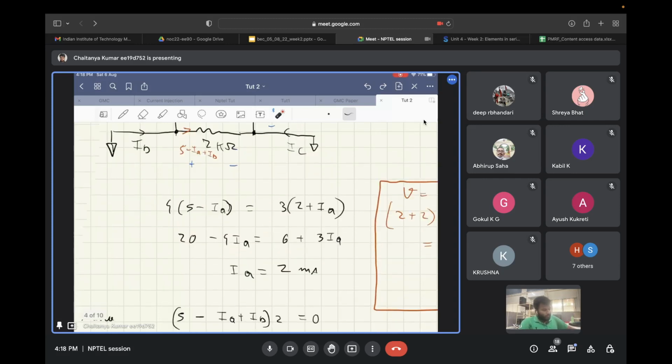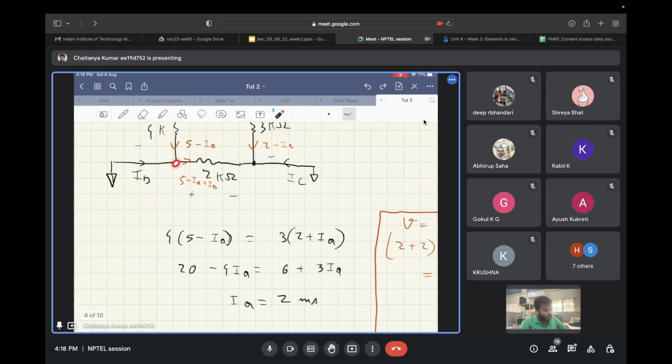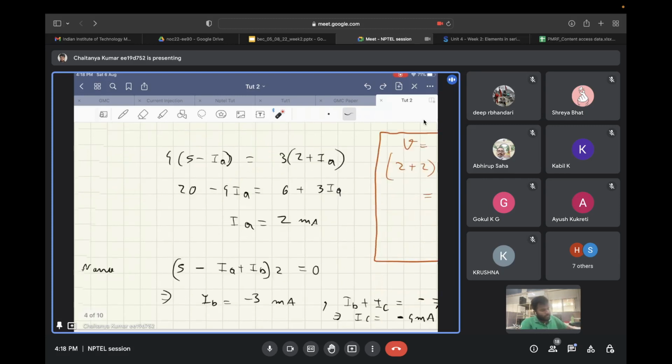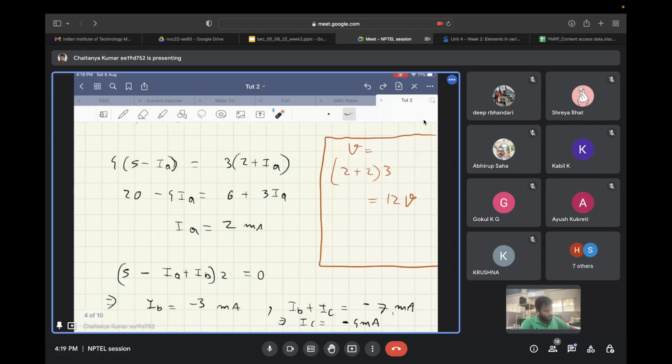Before that, since these two voltages are zero, the voltage developed across the 2 kilo ohm resistor will be zero. So that you can equate to zero. From there, you get the value of IB as minus 3 milliamps. And then since IB plus IC is equal to minus 7 milliamps, from there you get IC is equal to minus 4 milliamps.